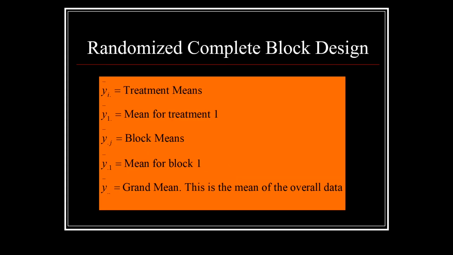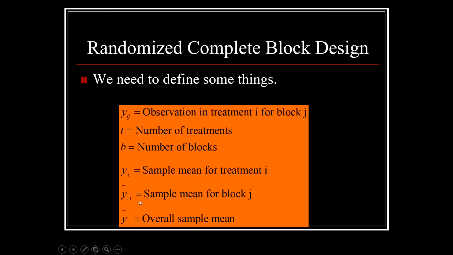So, y bar i dot, that's going to be our treatment mean. Y bar 1 dot, then, is the mean for treatment 1. Y bar dot j, that's our block means, and so y bar dot 1 is the mean for block 1. And then y bar dot dot is the grand mean. That's the mean of our overall data. We also need some other definitions. Yij, observation in treatment i for block j. t is our number of treatments. b is our number of blocks. Y bar i dot, our sample mean for treatment i. Y bar dot j, our sample mean for block j. And y bar dot dot, our overall sample mean.